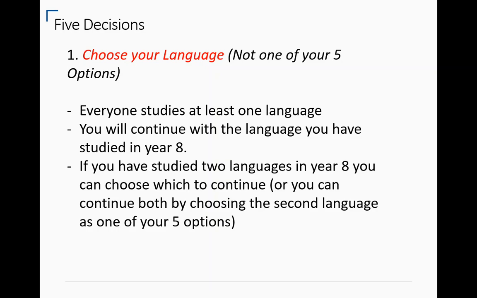Now that's easy for nearly everyone, because you only studied one language in Year 8, and if you did study one language in Year 8, then your Year 9 language will be the same language. So you'll just pick the language you've been studying this year. There are some people though that have studied 2 languages in Year 8, and you can choose which of those languages to continue. Now that doesn't mean you can't continue to study 2 languages for those that have. It just means that later on you'll use one of your options to select the second language that you want to do. Okay, so that's the first of 5 decisions that you need to make. You need to choose a language.